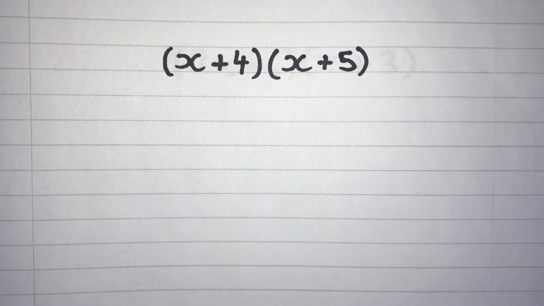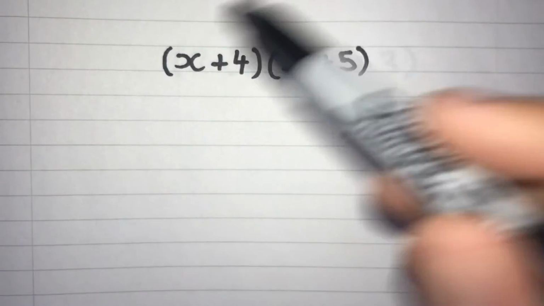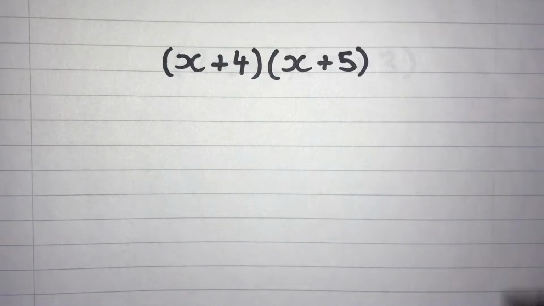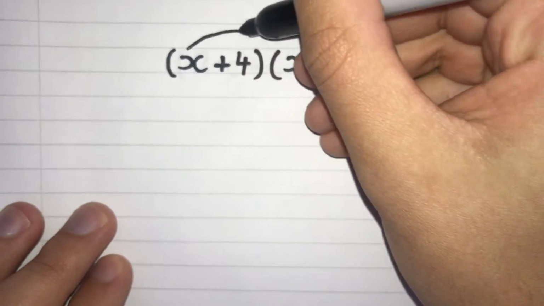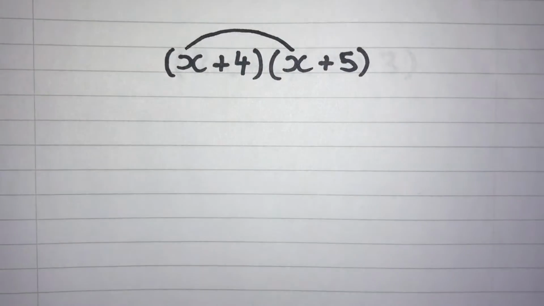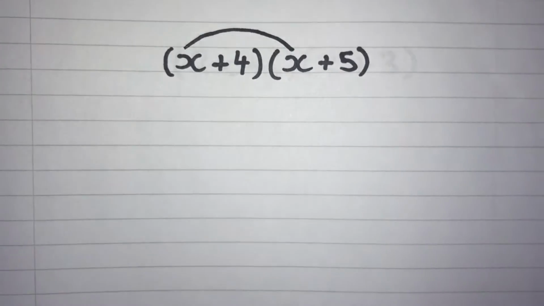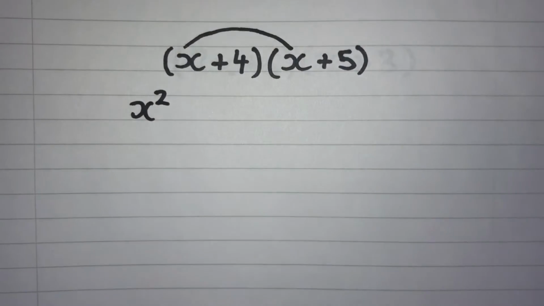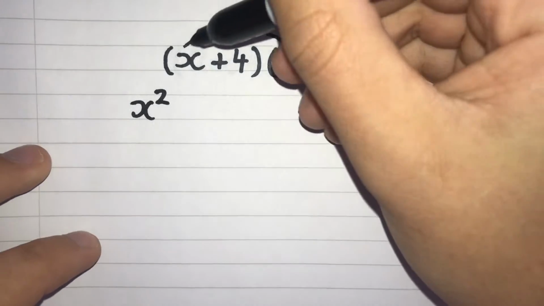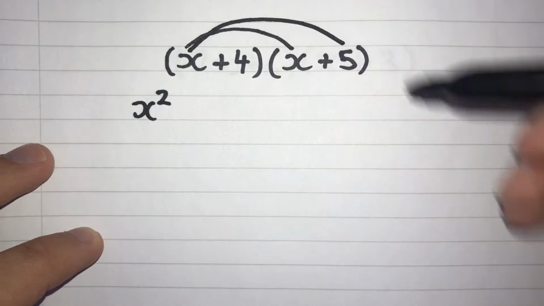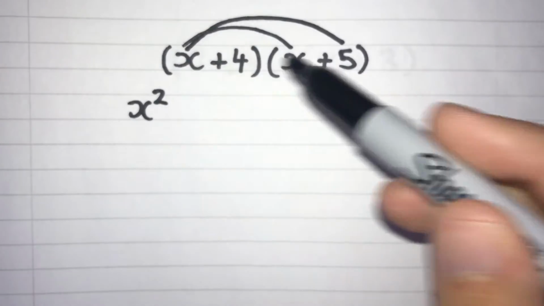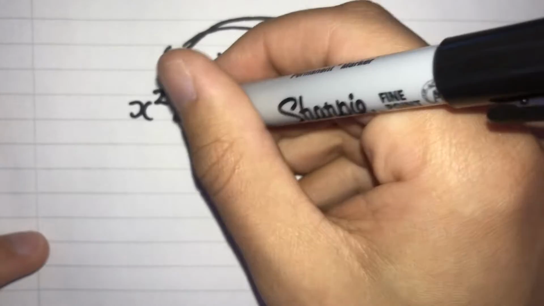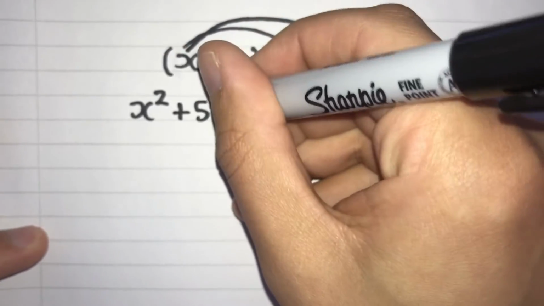FOIL stands for firsts, outers, inners, lasts, and it describes the order in which we multiply our terms in this double bracket. Starting off with firsts, that is our two first terms in each of our brackets. In this case it will be x multiplied by x, and that will give us x squared. Now we've got to do our outers. So that's going to be this x and this 5. x multiplied by 5 is going to give us 5x. So we've got x squared plus 5x.